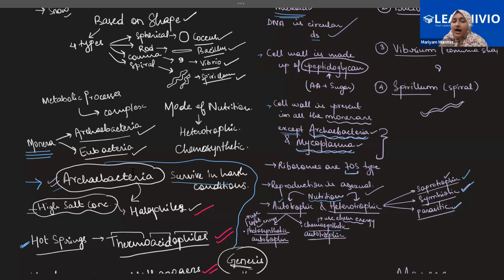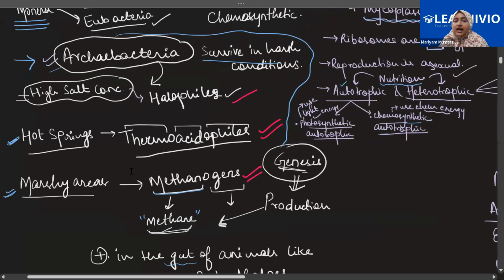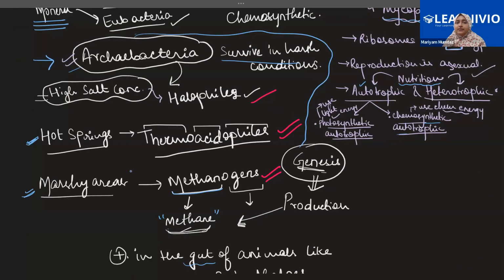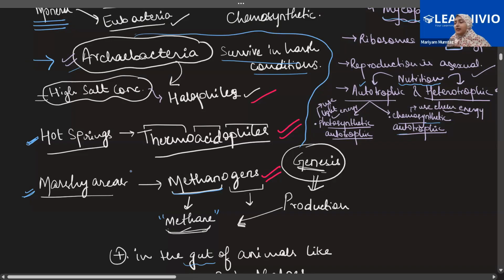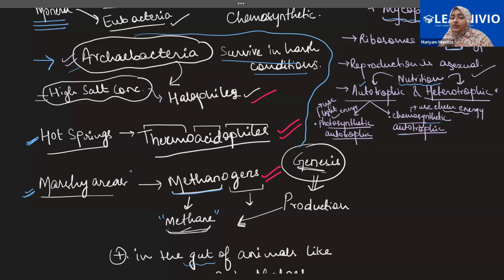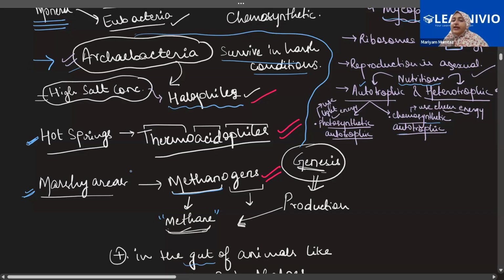So we'll discuss archaebacteria first. Now see, archaebacteria are those organisms that survive in harsh conditions. They can withstand multiple unbearable conditions and they can live in that. So archaebacteria, because of the absence of cell wall, can survive in such harsh conditions. Now, the different types of archaebacteria. The archaebacteria that live in high salt concentration are known as the halophytes.